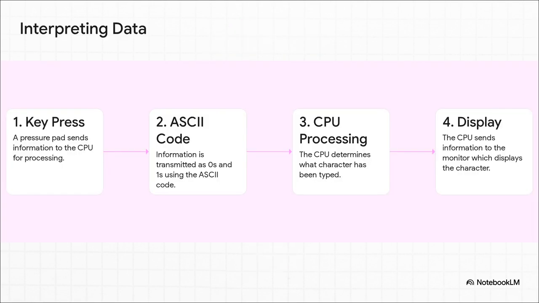First, you press a key. Second, instantly, your computer translates that key into binary using a kind of universal translator code called ASCII. Third, the computer's brain, the CPU, reads that binary code. And finally, the CPU tells your screen exactly which character to light up. It's just amazing how fast this all happens.